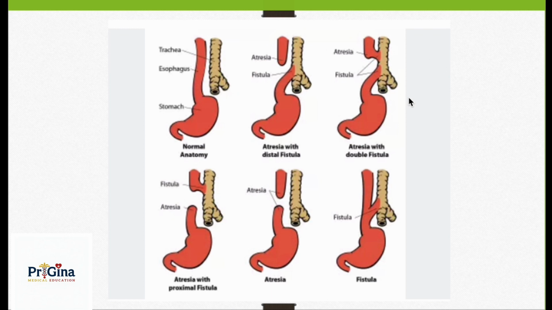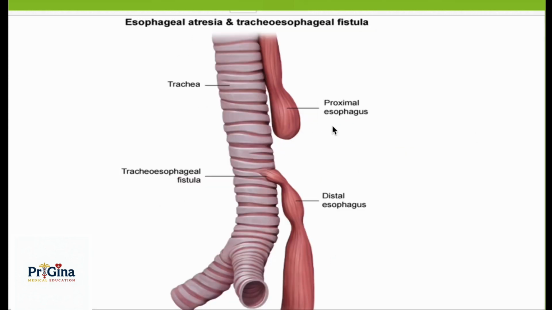Also, in another type of TEF, we have the atresia with double fistula. So we have the upper portion of the esophagus and the lower portion both connected to the trachea. You can also have an atresia with a proximal fistula where the proximal part of the esophagus is connected abnormally to the trachea. So either way, you can have air entering into the esophagus and then into the stomach, or you can have food from the esophagus entering into the trachea. Okay, and there's also another picture here, same proximal esophagus connected to the trachea, distal esophagus connected to the trachea.